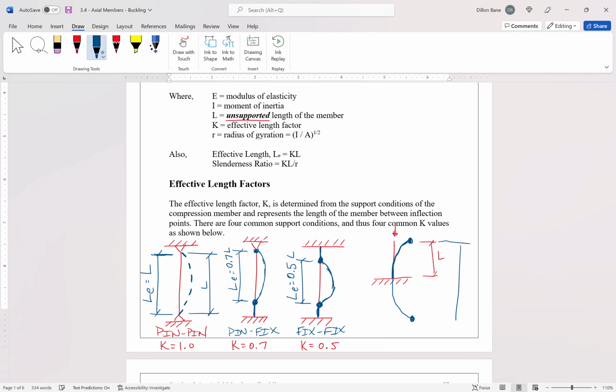where our theoretical L sub E now is equal to 2 times L. Okay, so this is our cantilever column, and our effective length in between inflection points, it actually takes a distance of 2L to get to those inflection points. So our effective length is 2 times L, which means that our K factor becomes 2.